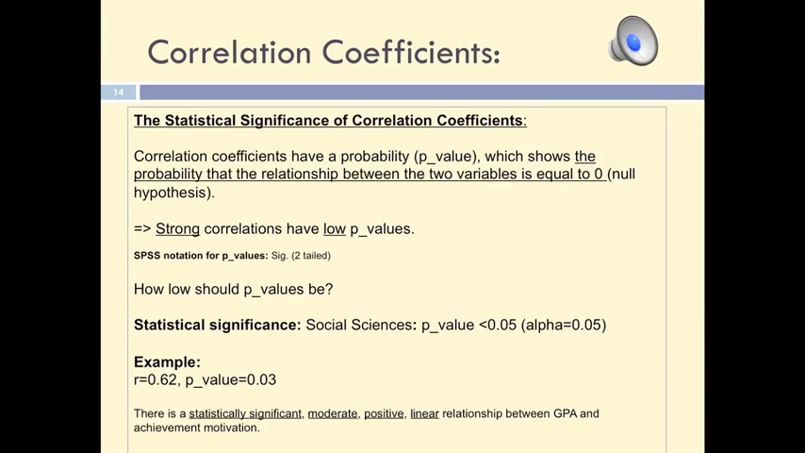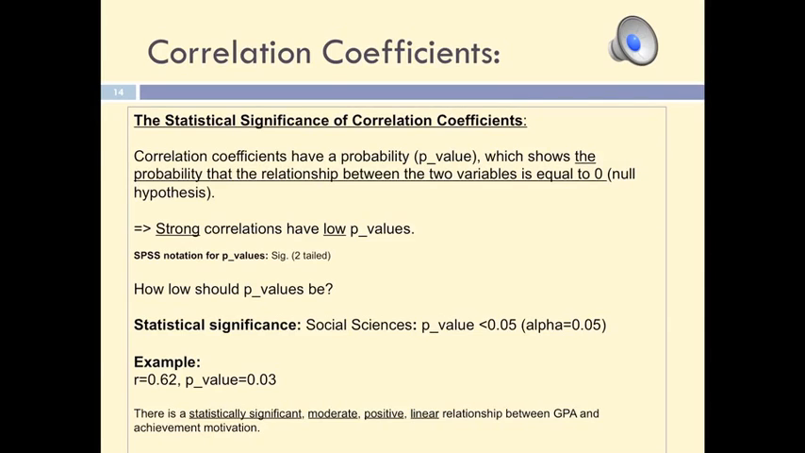We will explain p-values in more detail in the future, but what is important to remember right now is that each correlation coefficient comes with a p-value, and that p-value must be lower than 0.05 for the relationship to be statistically significant. SPSS computes p-values for us and uses the notation "sig" because it indicates the significance level. For the correlation coefficient in our example, the p-value was 0.03. Because 0.03 is lower than 0.05, which is our alpha level, we can say that this relationship is statistically significant.